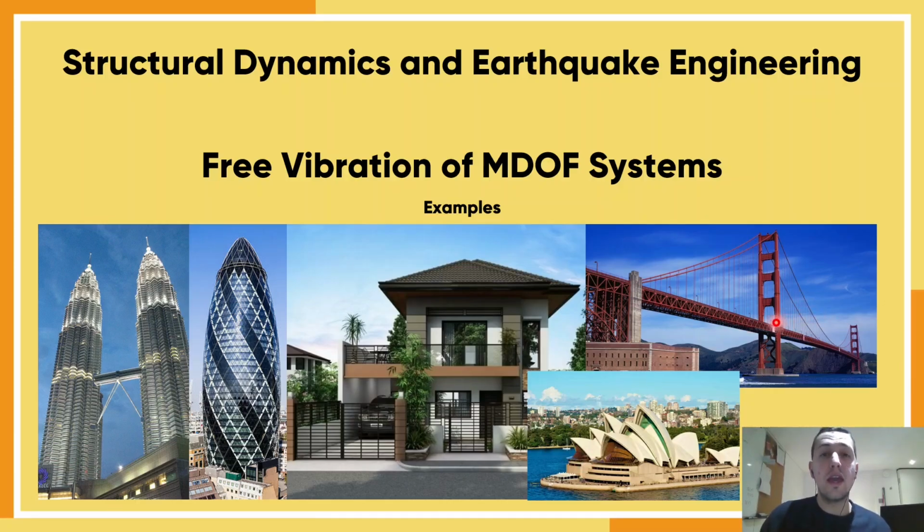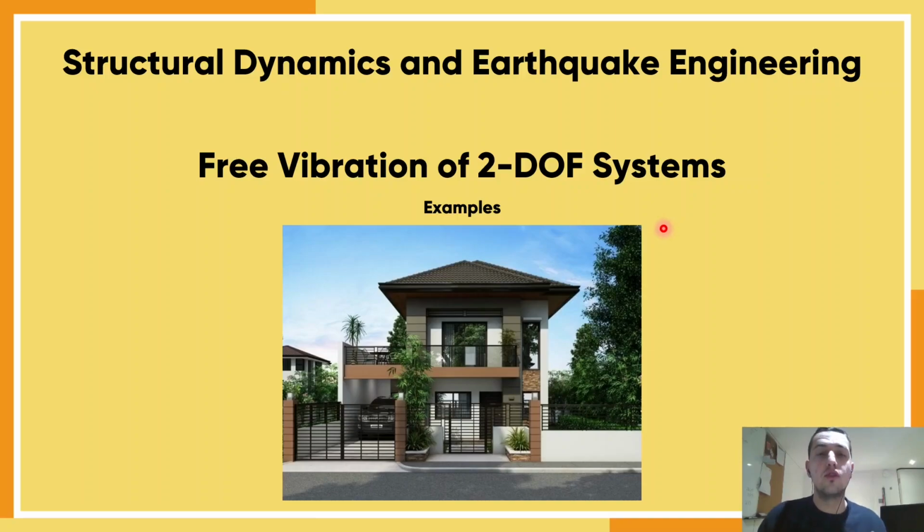It could be a bridge, it could be a building with a complex structure, or it could be a high-rise building. So the theory that we're going to discuss applies to every single one of these buildings, but we're going to focus on the little house in the middle. So when we look into this little house, we're going to model it as a 2-degree of freedom system.